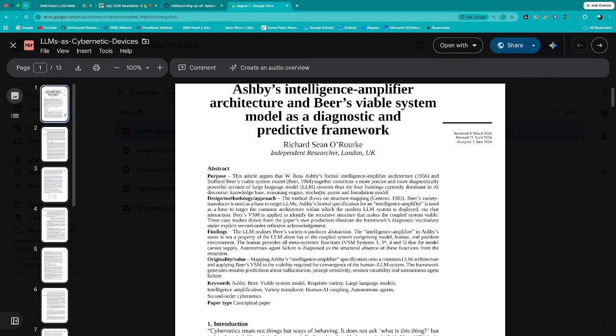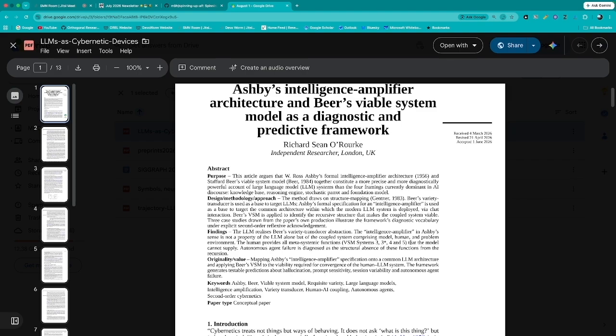Then the findings are that the large language model realizes Beer's variety transducer abstraction. The intelligence amplifier in Ashby's sense is not a property of the large language model alone, but of the coupled system comprising model, human, and problem environment. The human provides all metasystemic functions. This is the viable systems model 3, 3-star, 4, and 5.